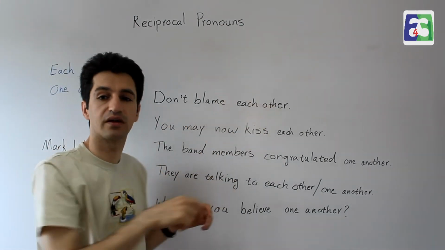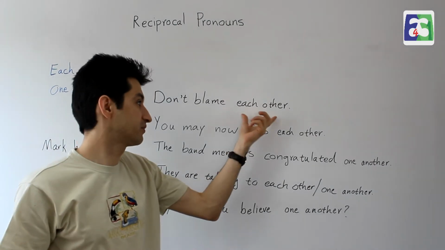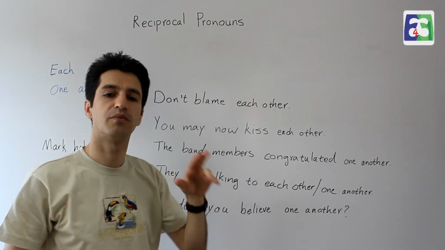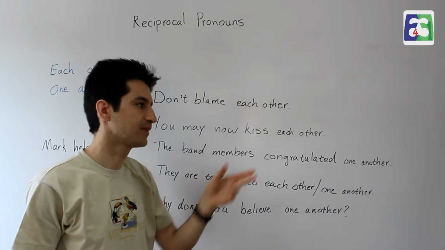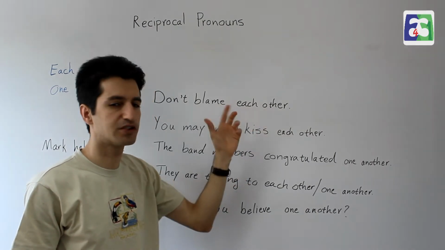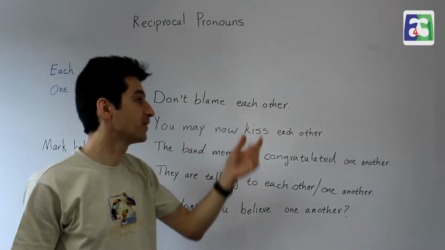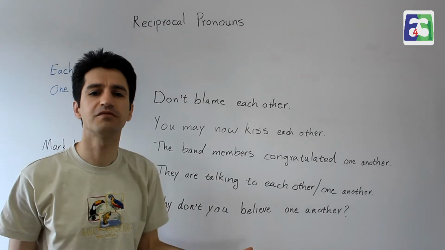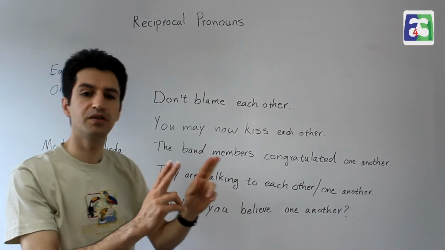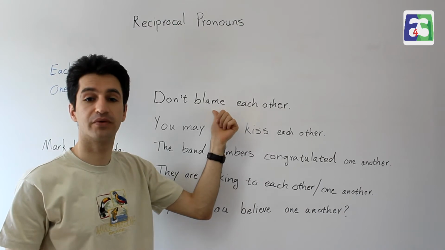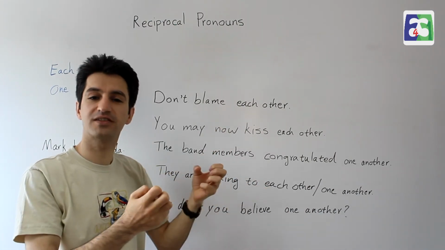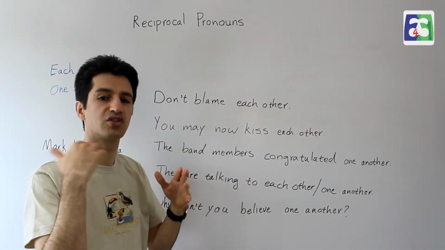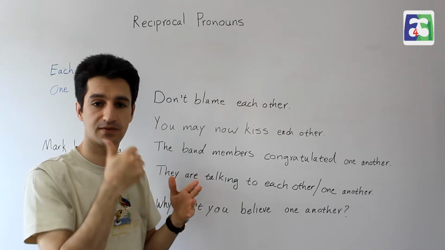When I use each other in my sentence, it is clear that I am talking about at least 2 people. Okay? It should be 2 people, but if we use it for more than 2, it is still okay. So if I say don't blame each other, I am talking, let's say, to a husband and wife maybe, or two friends, and two people are doing the same thing, blaming, okay? And two people are receiving the same action, the action that they do, that is blaming.